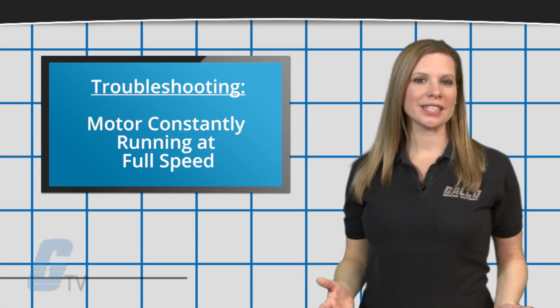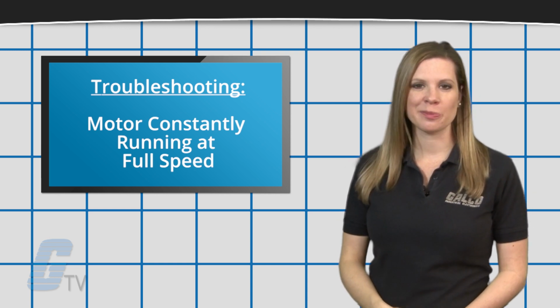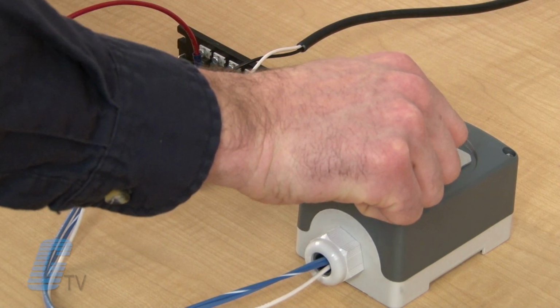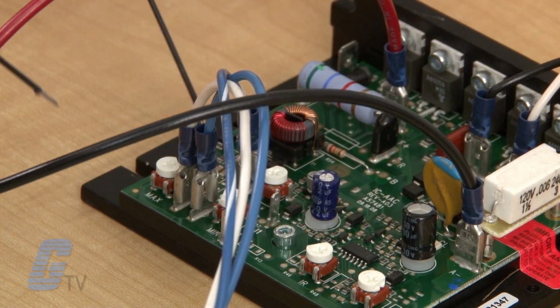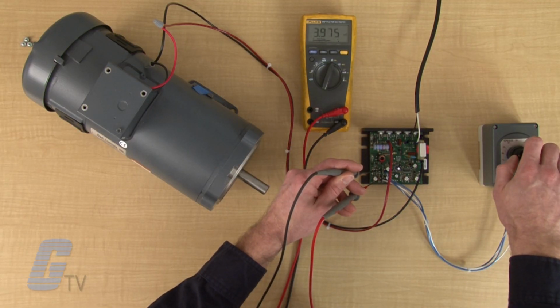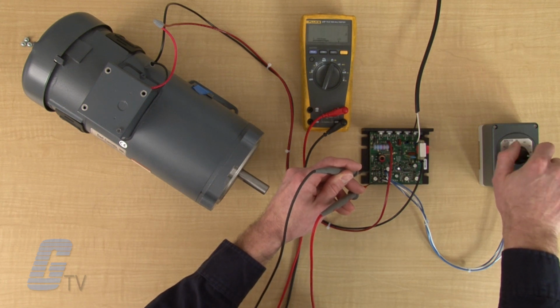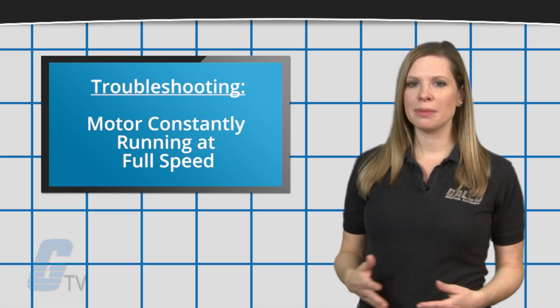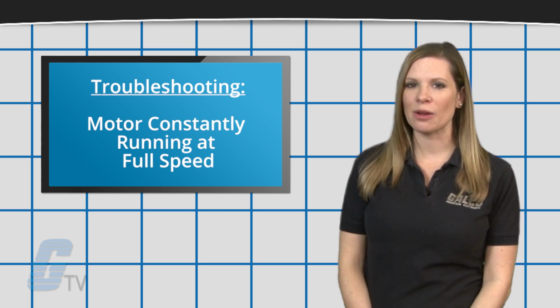Here are some troubleshooting tips to try if your motor is constantly running at full speed. First, ensure that the command signal on the drive is not set to maximum. If you are using a speed potentiometer, make sure that the pot is not open, improperly wired, or has an open terminal. Most drives feature a minimum speed adjustment that is independent from the main speed command signal.